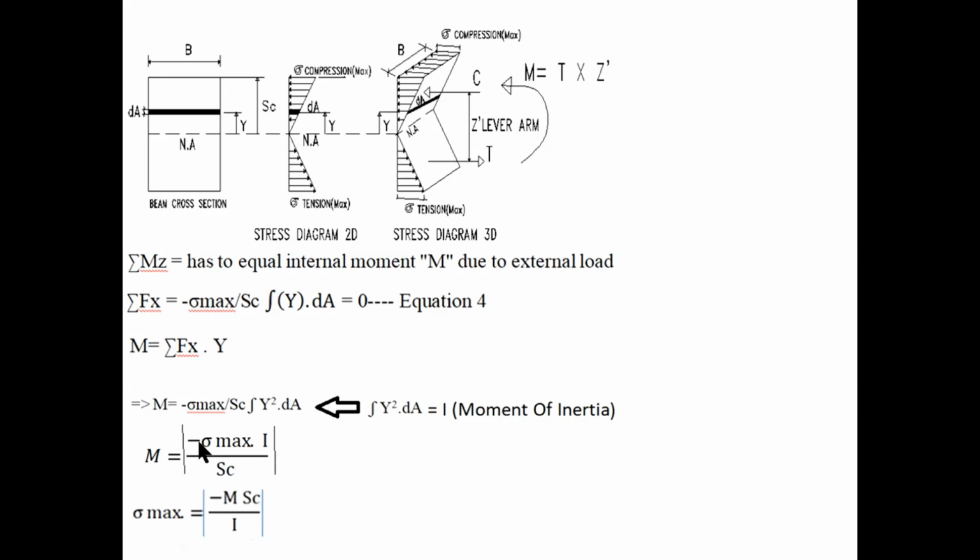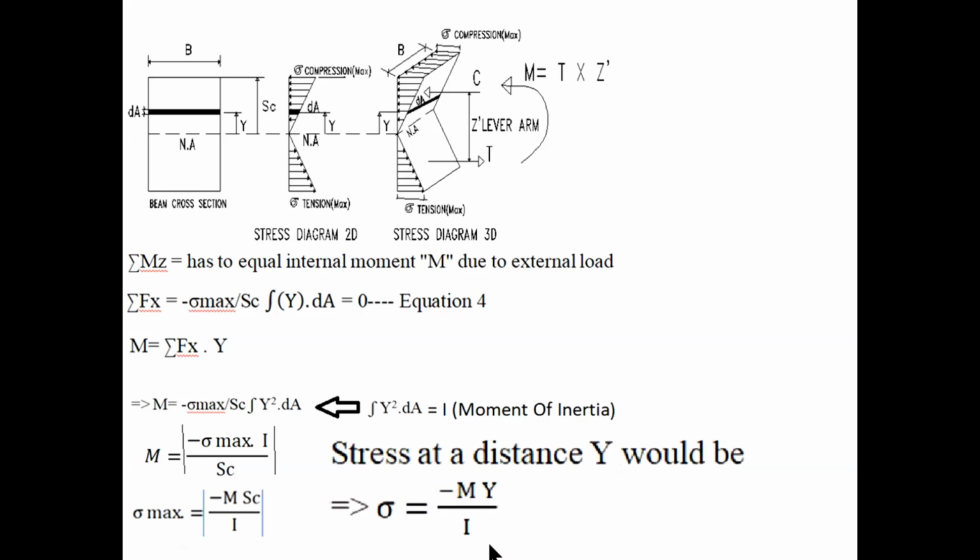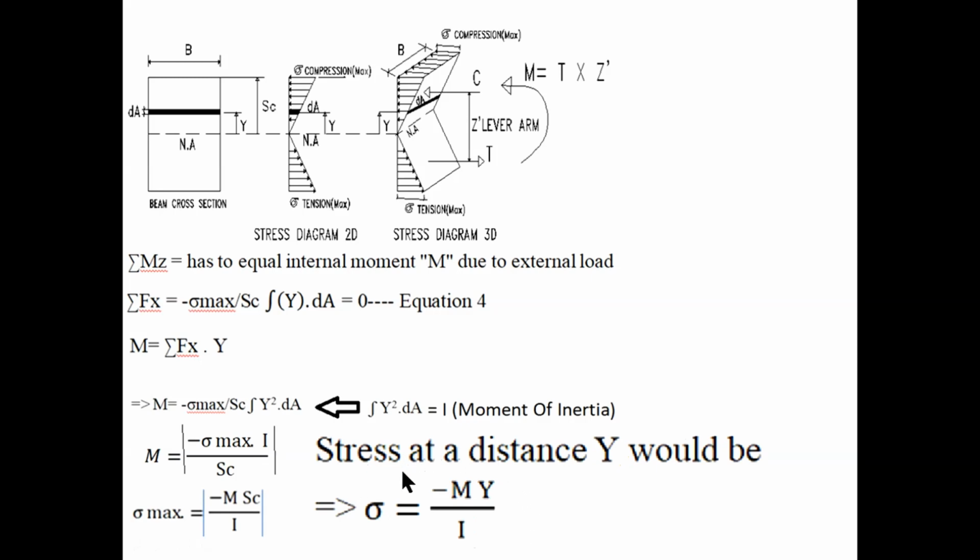Usually, as mentioned previously, we take the absolute value of sigma max when we design section capacities. And finally, we can conclude that the stress at any distance y would be sigma is equal to minus My over I. Wow, now that took a bit of time, but I'm glad we got there at the end. So this ends the second part of the derivation of the flexural formula.